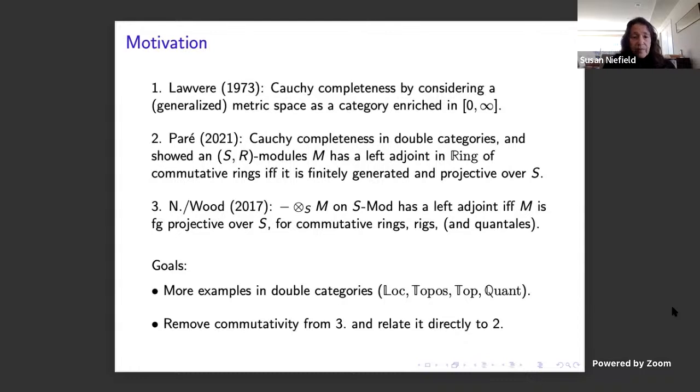And then, well, there's really two parts to this. The other thing is I want to look at removing the commutativity from the 2017 theorem with Wood and relate it to, well, quantales, rings, and rigs, but also put into the theorem this condition about an S-R bimodule having a right adjoint. So get it all in one corollary from this theorem of Wood.